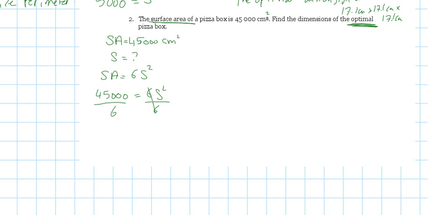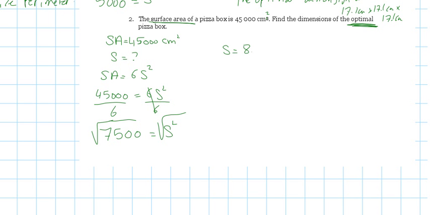So what's 45,000 divided by 6? What is it? 7,500. 7,500 equals the side squared. And then square root it, because you want to get rid of that square. And that gives you, sorry? And that is in centimeters.